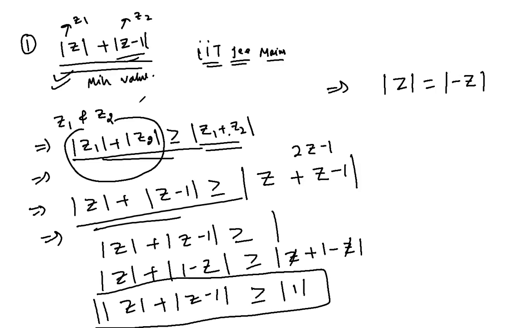So the minimum value for this expression, this expression will be greater than or equal to 1. Let's say this is capital R. So the value of capital R will always be greater than or equal to 1. So this is the first question.